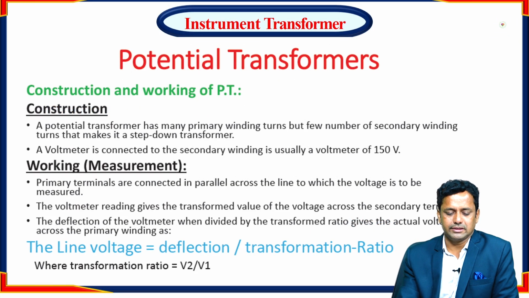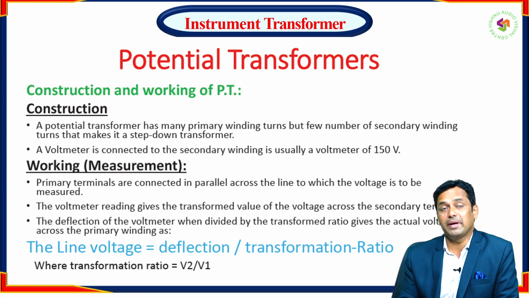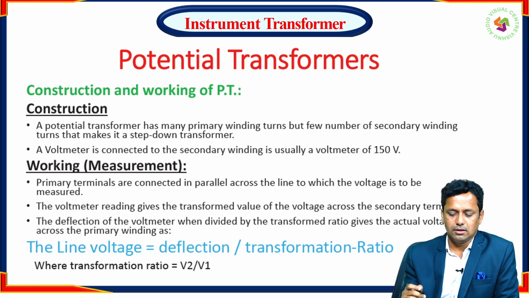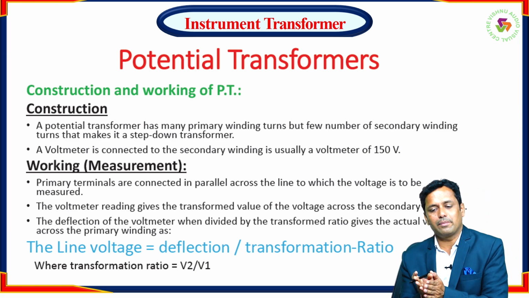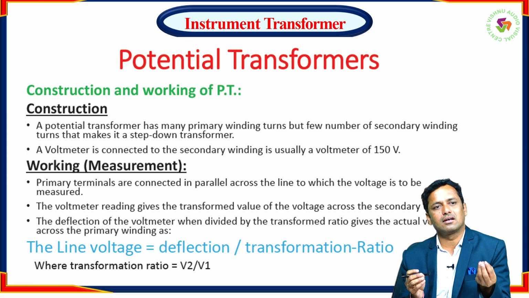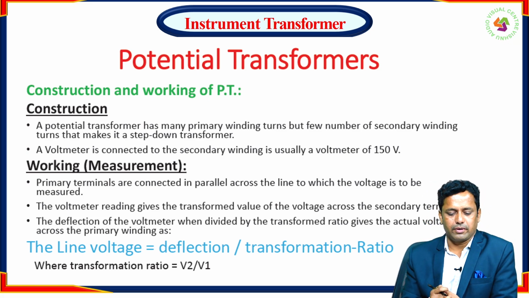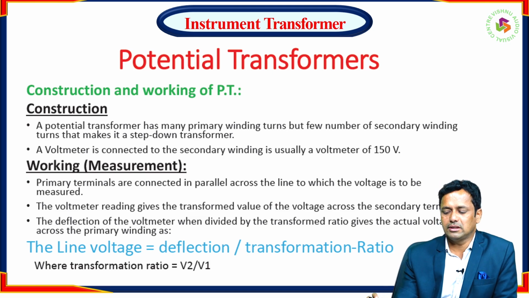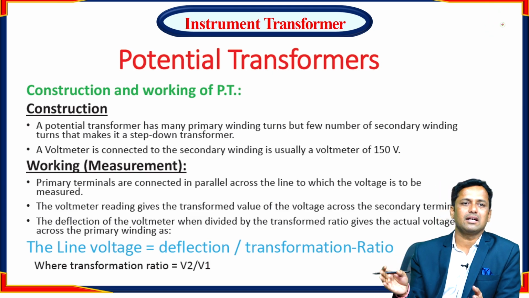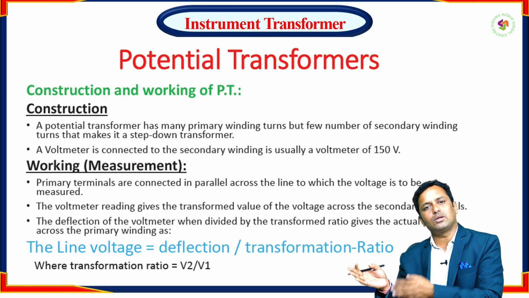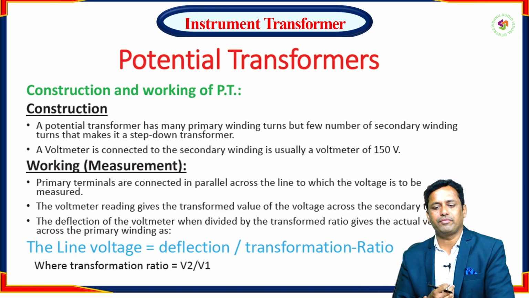Next, the construction. The potential transformer has many primary winding turns, but a few secondary winding turns. That is also called a step down transformer. In the case of step up transformers, the primary winding is less compared to the secondary winding. The voltmeter is connected to the secondary winding. Secondary means 230 volts is converted into 150 volts.